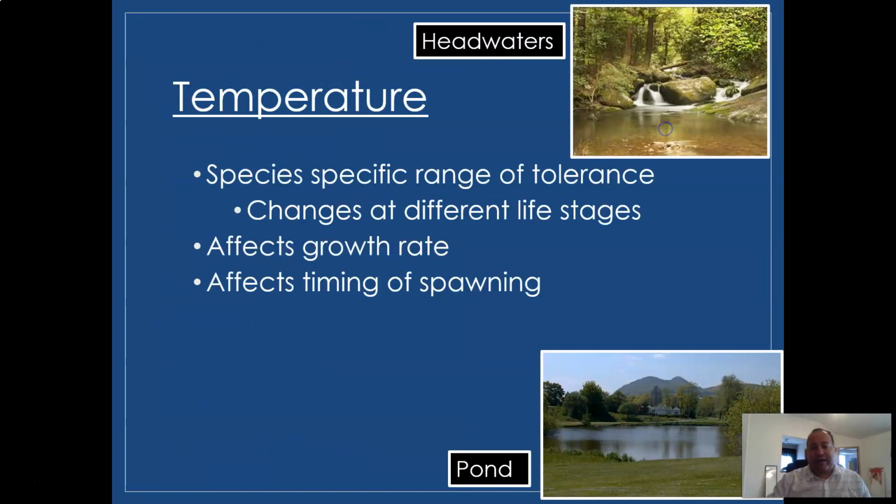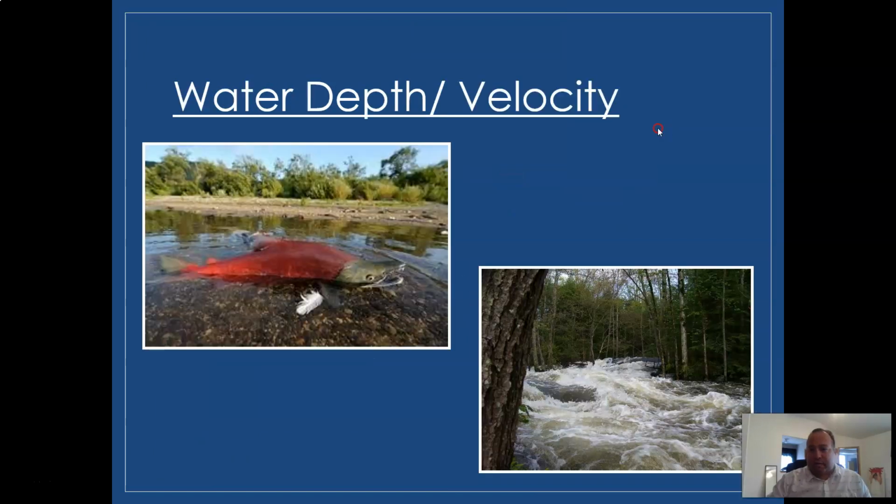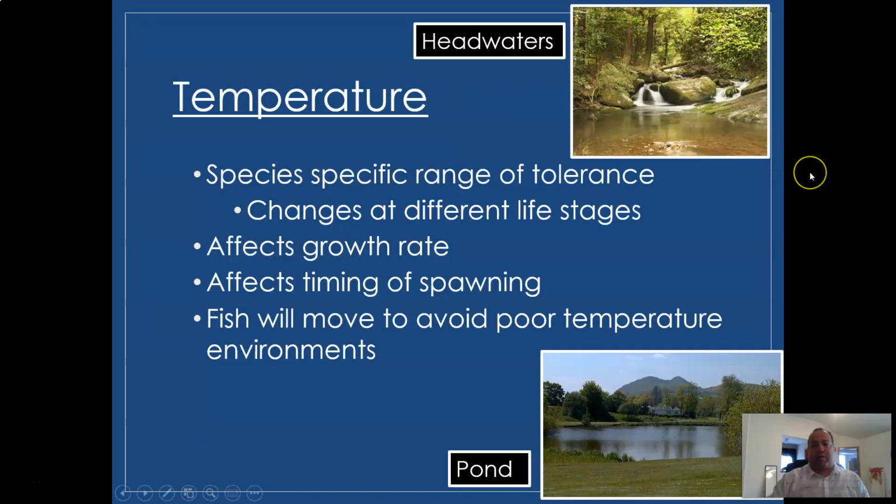So the first one is the idea of temperature. In terms of temperature, going back to our basic ecological idea of the law of tolerance, species have specific ranges of tolerances. And that might be different at the different life stages, especially if it's something like an anadromous or a catadromous fish. The temperature of the water could affect the growth rate. It could affect the time of spawning, and fish will move to avoid poor temperatures.